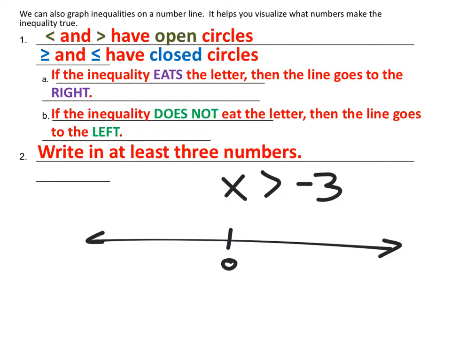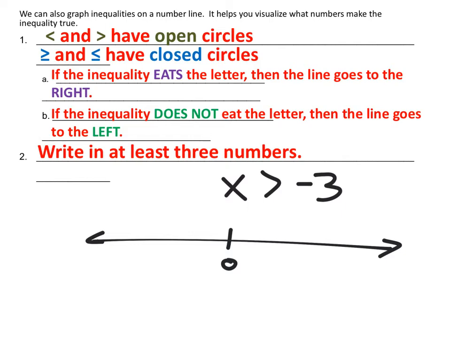If it eats the x, and yes, I'm talking about the shalligat, if it eats the x then the line is going to go to the right of that circle, whether it's open or closed. If it does not eat the x, or the letter, then the line will go to the left of that circle. Now, if you're doing it by hand, you should use 3 numbers.